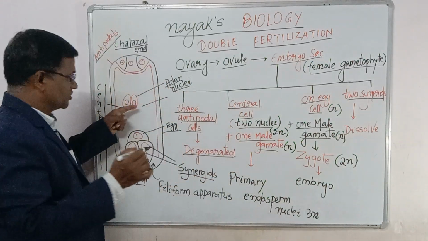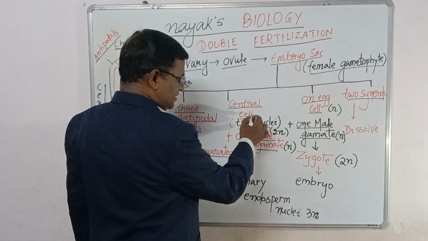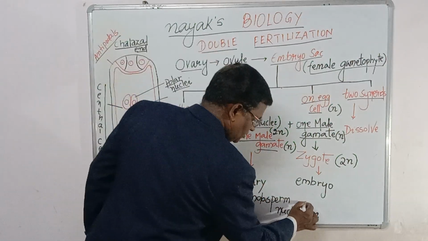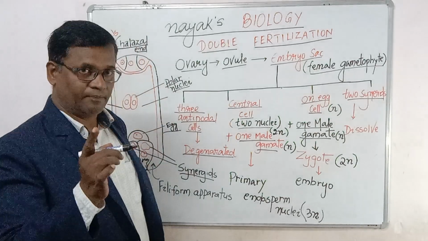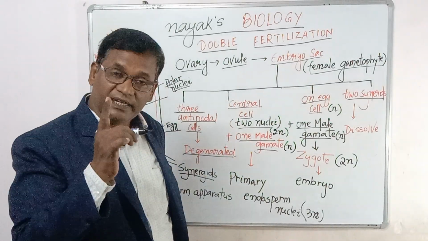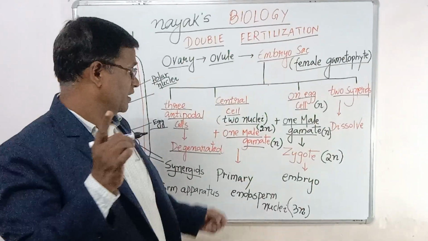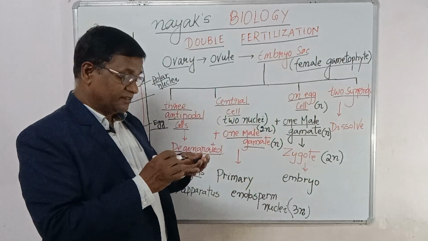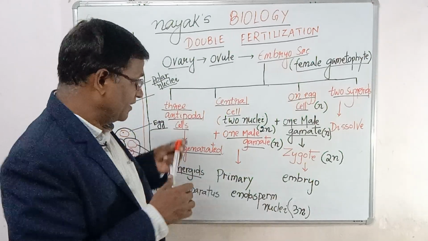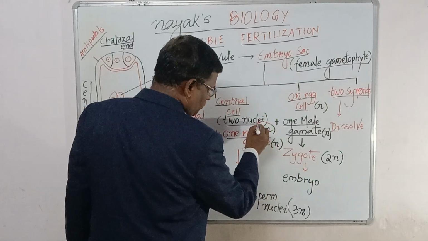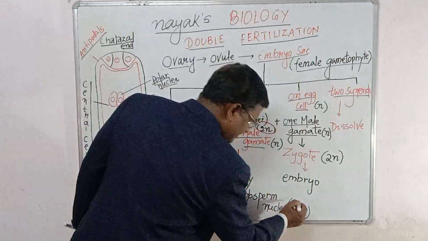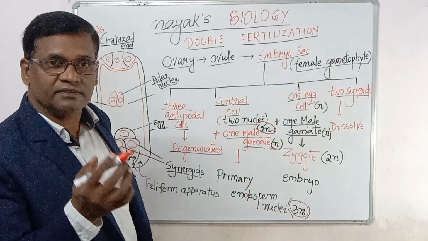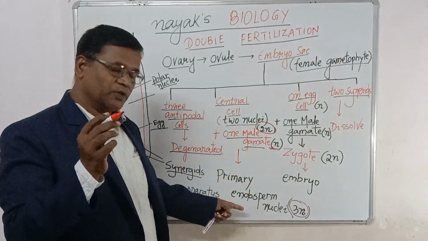The central cell, which consists of the two polar nuclei, combines with one male gamete and produces a primary endosperm nucleus, which is 3n. Let me make it clear: one male gamete consists of only n number of chromosomes, which is called haploid. The central cell, which consists of the two nuclei, is called 2n, diploid. When this 2n combines with the n, it forms 3n, 2n plus n, 3n, and that's why it forms the primary endosperm nucleus.